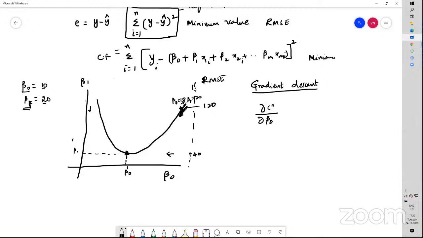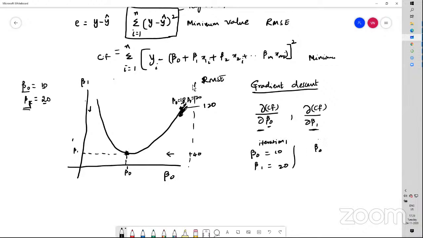So the dou by dou beta naught of the cost function and dou by dou beta 1 of the cost function are partial derivatives of the cost function with respect to beta naught and with respect to beta 1. The sign of this gradient will tell you which direction to move. So using these gradients, we will update our weights. Now, beta naught is 10, beta 1 is 20. So this is iteration 1.